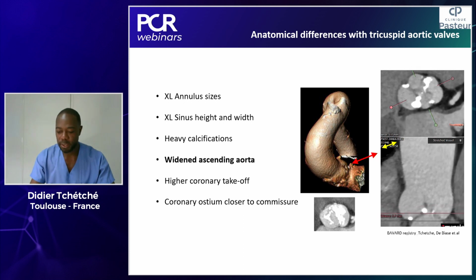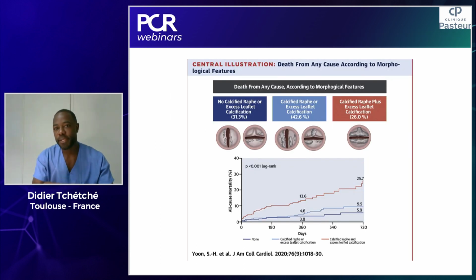So this has been explored quite extensively by the collaborative work led by the team in Los Angeles. And what we can clearly see is that depending on the phenotype of bicuspid, but more importantly on the association of raphe and extensive calcification, we may have some adverse impact on the survival of the patient. If you have a raphe that is calcified, with excess calcification, this may hamper survival of the patients. As you can see, close to 2 years follow-up. So it's not a benign thing.